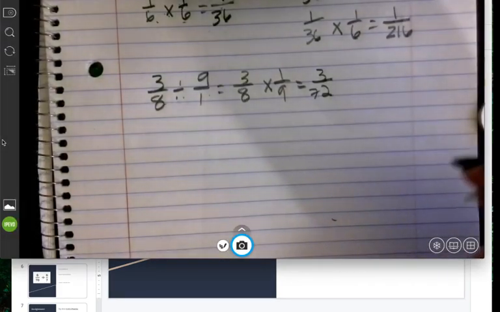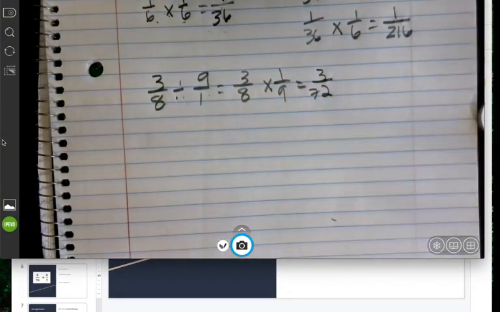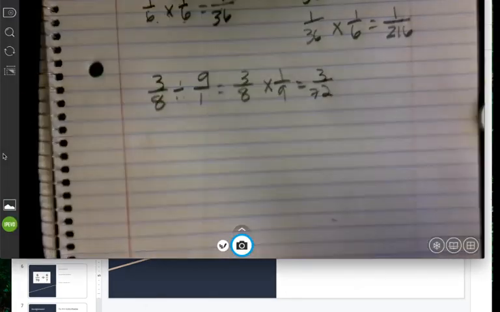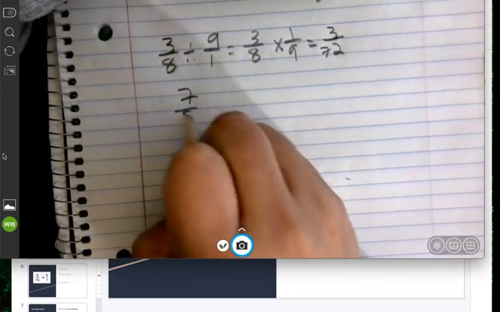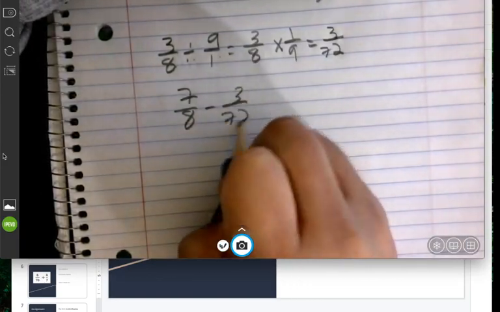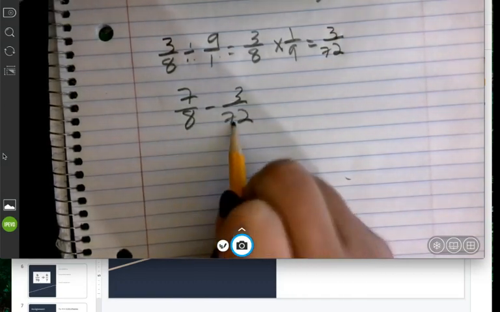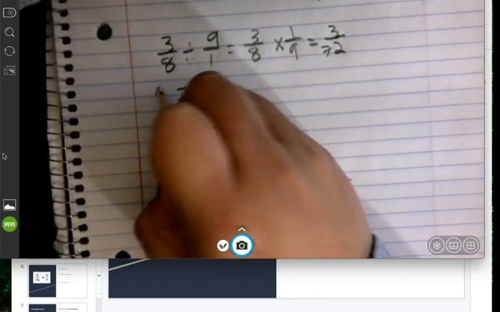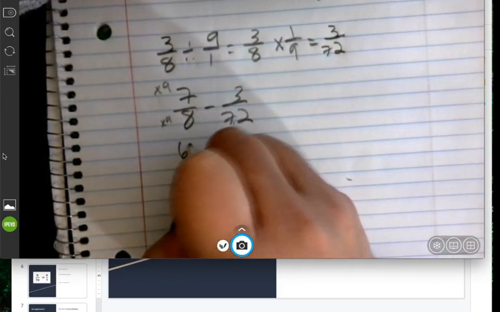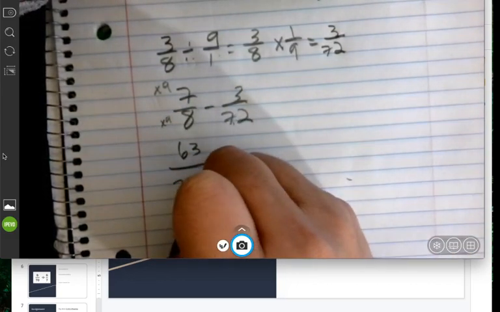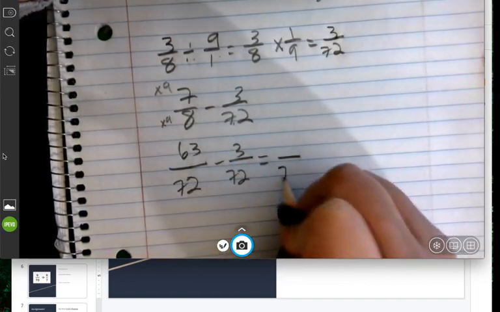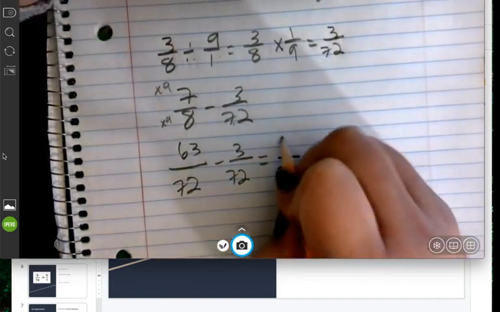My expression is, what was it? 7/8. Okay. So we have 7/8 minus 3/72. I know that 8 can get multiplied by 9. So if I times 9, I've got to do it to the top. 7 times 9 is 63 over 72 minus 3 over 72. Same denominator. 63 minus 3 is 60.